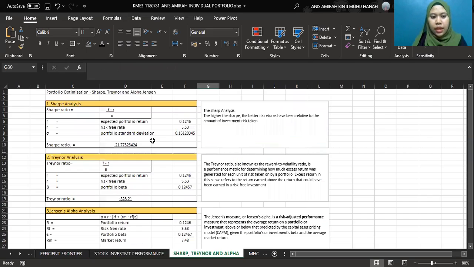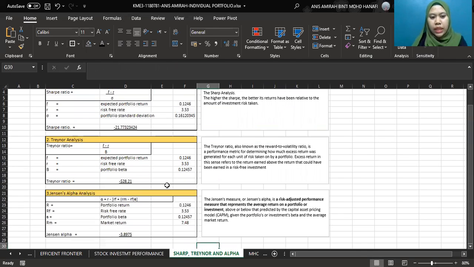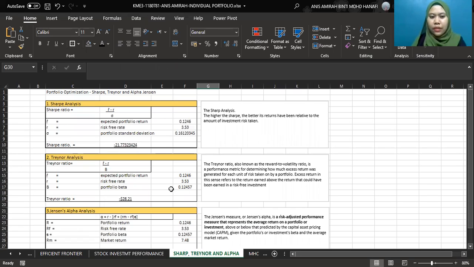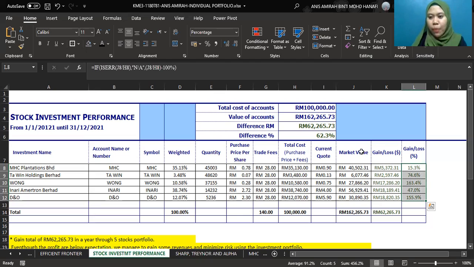Next is the analysis for the Sharpe, Treynor, and also Jensen's. Here you can see all the analysis is negative. It's not good to have a negative analysis because it indicates that it is a risky and unhealthy investment. However, I still succeeded in getting a profit on my investment, which is 62,265 ringgit and 73 cents, more than 50% of my capital. Okay, that's all from me. Thank you.